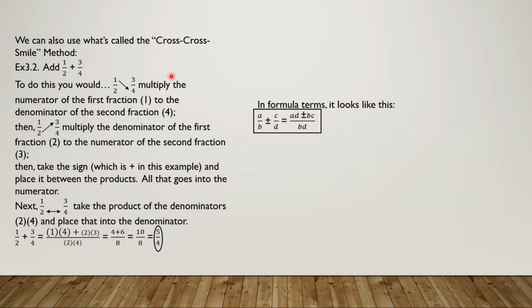So that's where this cross-smile method would come into play. What you would do is take the 1 times the 4 plus the 2 times the 3 and divide that by 2 times 4, and you would just simplify. We have 4 plus 6 over 8, which becomes 10 over 8. With this first step that I showed you, we see that 10 and 8 both have a factor of 2, so you can turn 10 into 2 times 5 and 8 into 2 times 4, and those 2's would cancel and give you 5 over 4.